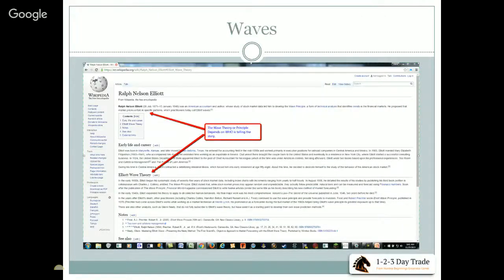All right. This is Wikipedia. You can read to your heart's content. But like I said here, the wave theory or principle, it depends on who is telling the story. So in this particular story that's on Wikipedia, they call it the Elliott wave theory. It's been called many different things over the years, but regardless of what it's called, it still has the same basic characteristics.